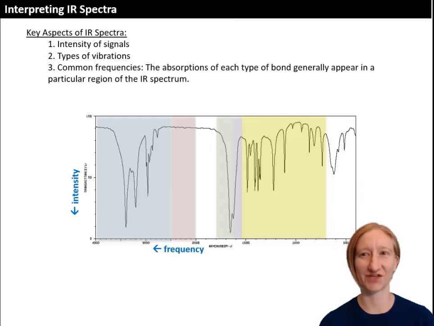In our last lecture video, we introduced some key aspects of IR spectroscopy, including the intensity of signals, the types of vibrations, and common vibrational frequencies. In this video, we'll look in more detail at some of the common frequencies that you'll encounter, and then we'll apply these concepts to the analysis of some IR spectra.